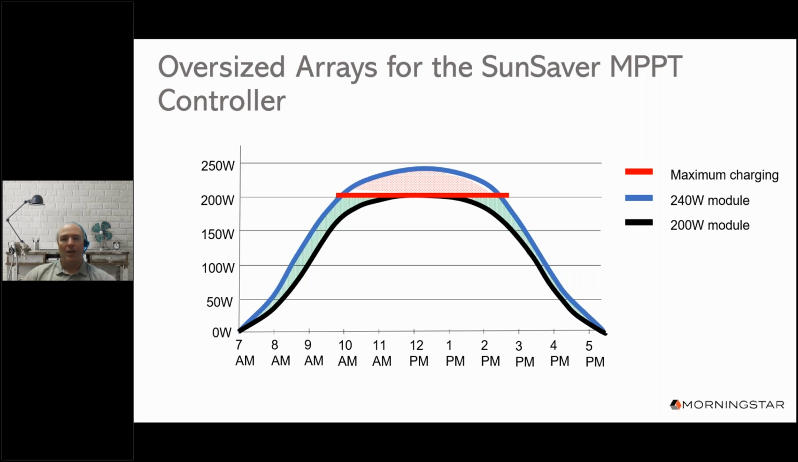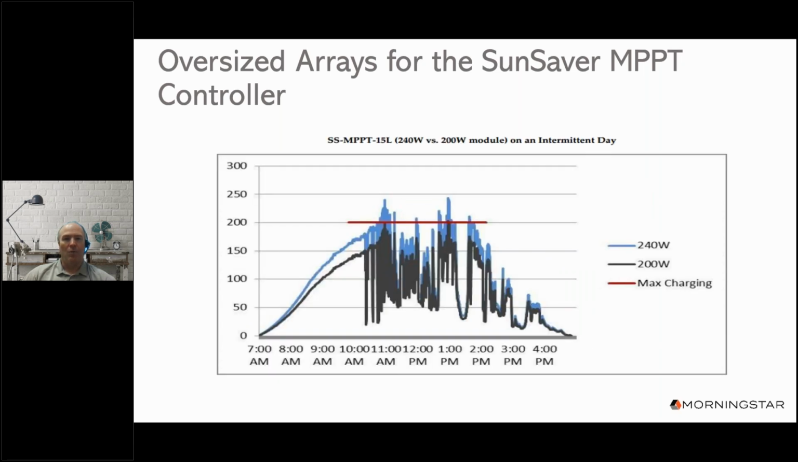But what happens on days when it isn't clear and sunny? So what we're going to do is take a look at this next slide, which shows a graph using real array data to depict what happens on days with intermittent sun and clouds for the 200 watt and 240 watt modules. On these days, there's going to be little or no power shaving, and the extra power will serve the battery well with more energy harvest.